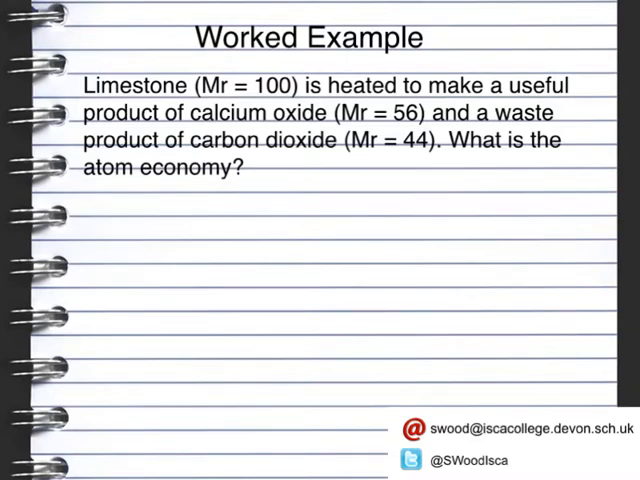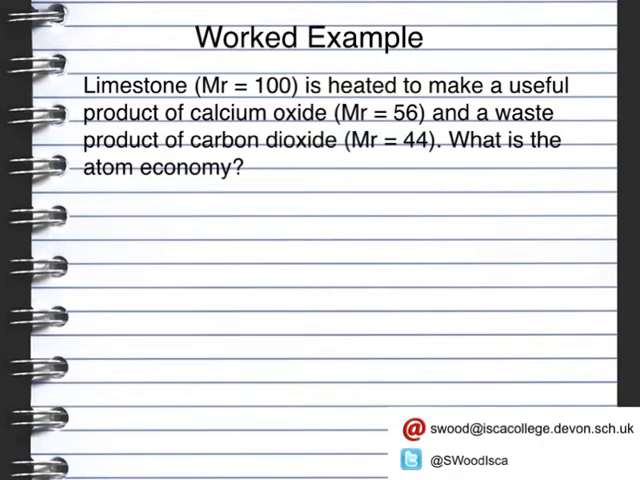Okay, so here's our problem that we're going to work through. Limestone is heated to make a useful product of calcium oxide and a waste product of carbon dioxide. What is the atom economy? The information we've got in the question is the Mr of the reactant and the Mr of the two products.